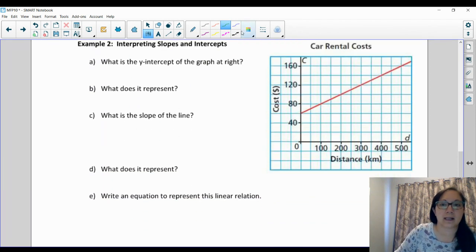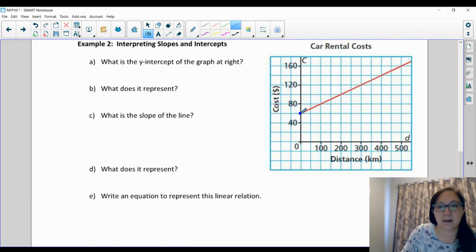So example 2 is about car rental costs. Along the bottom of the x-axis, which in this case is the d-axis, we have distance. Along the y-axis, we have cost in dollars. Looks like the starting cost is $60, and then it goes up from there depending on how much distance the rental car is driven. So what is the y-intercept in the graph at right?